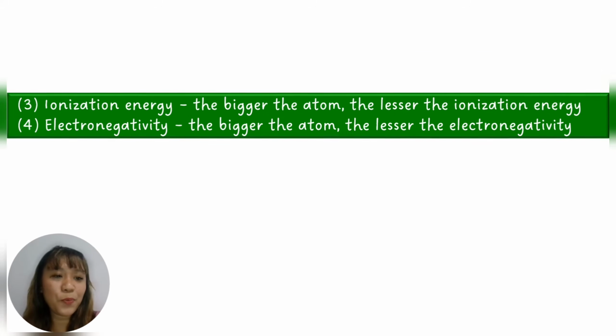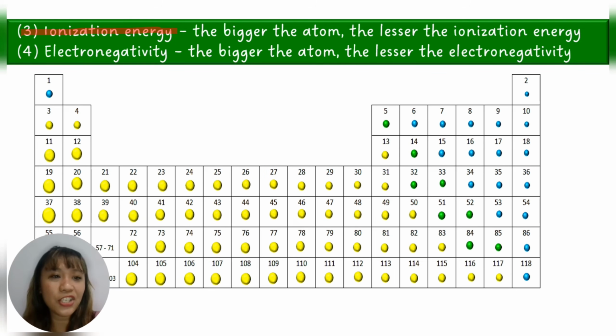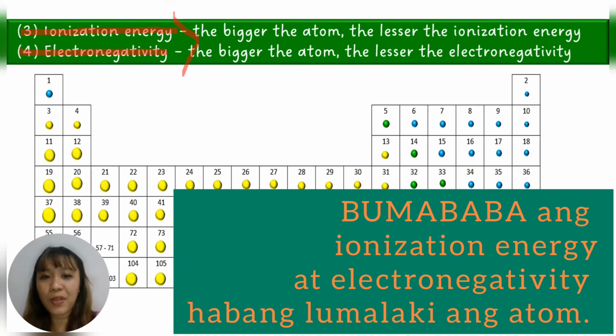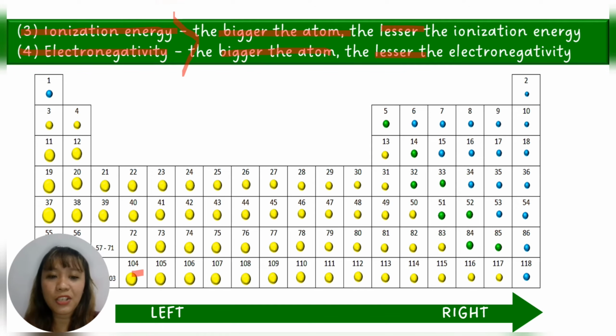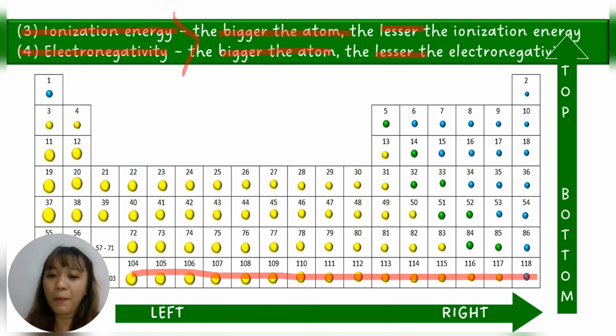The last two periodic trends are ionization energy and electronegativity. These trends decrease when the atomic radius increases, and in the periodic table, these trends increase from left to right across a period and from bottom to top of a group.